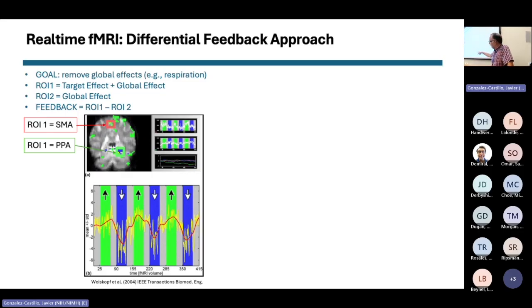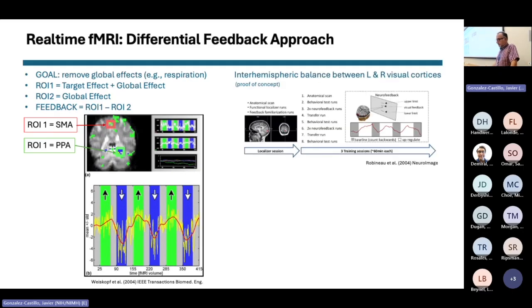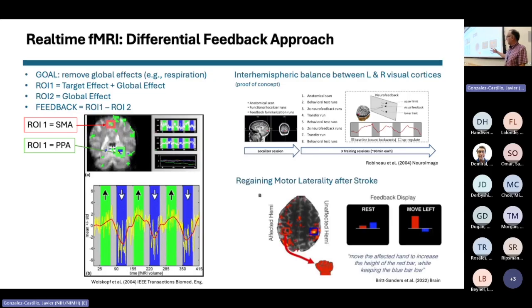This first study was kind of a proof of concept, but then this has been implemented in different ways. For example, there are a couple of studies that look at trying to volitionally control this interhemispheric balance or laterality. In this case, they provide the differential signal between right and left visual cortex. And there are even some studies looking at this from the point of view of a clinical intervention. Like here, they're trying to regain the regular level of motor laterality after a stroke, again by providing a differential signal between the right and left motor cortex.